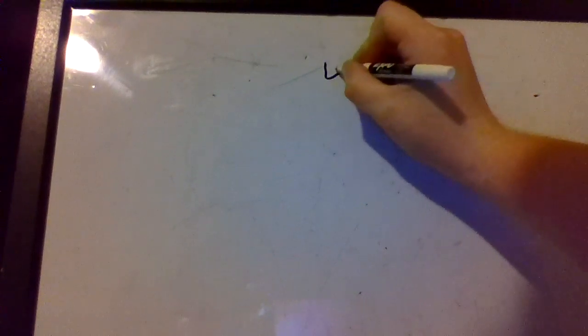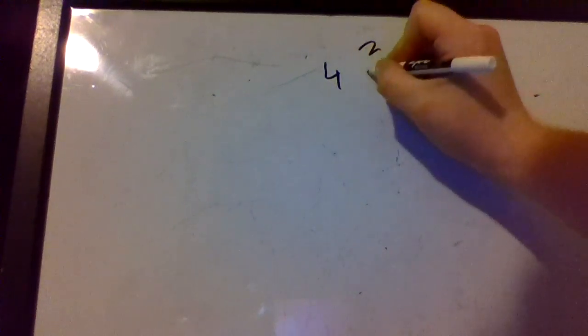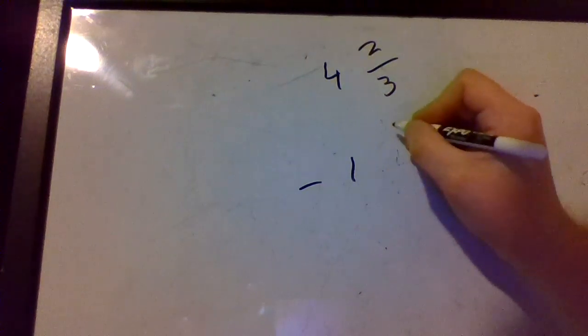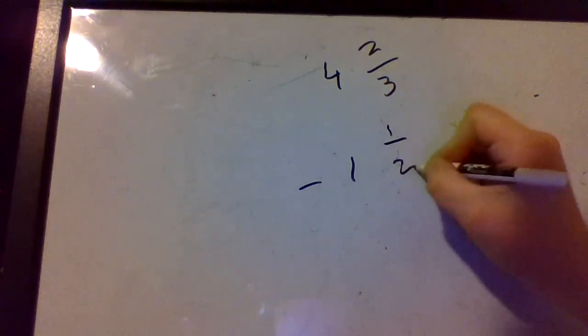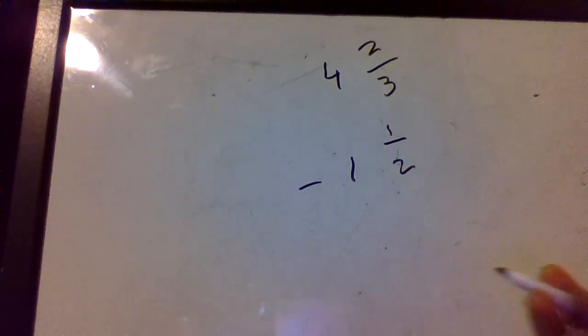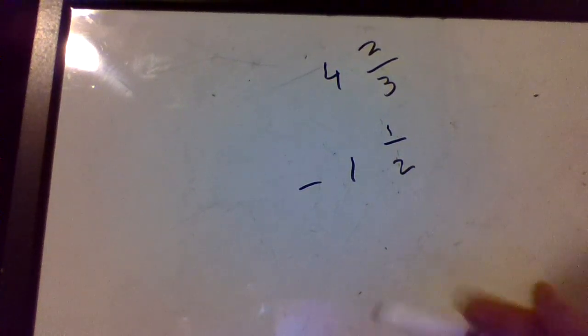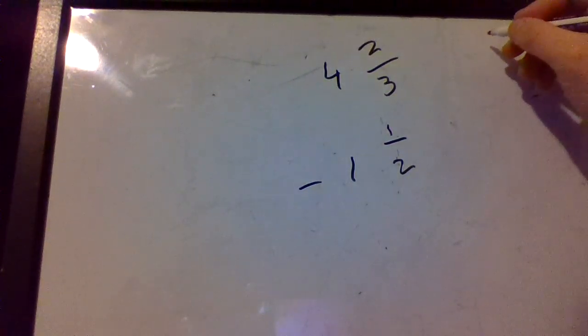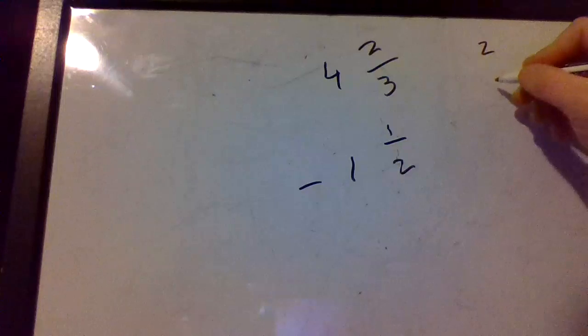Alright, so let's do another one, and we're going to do it the way that I showed you. So we're going to do 4 and 2/3 minus 1 and 1/2. Alright, so as you can see here, well, I'm hoping you can see, our numbers are a little bit harder to work with. So we need to find the LCM, or the least common multiple.